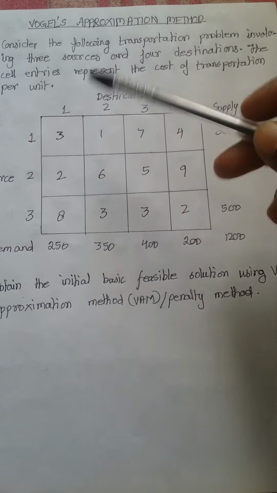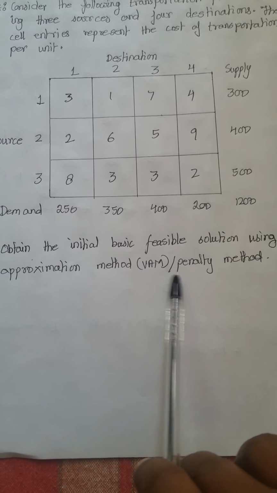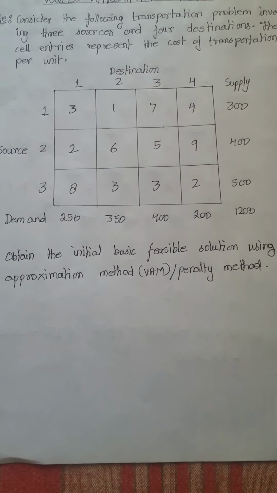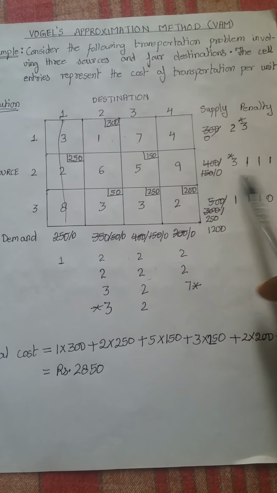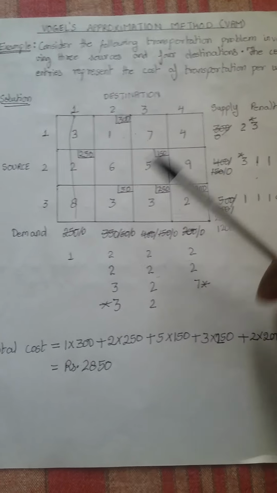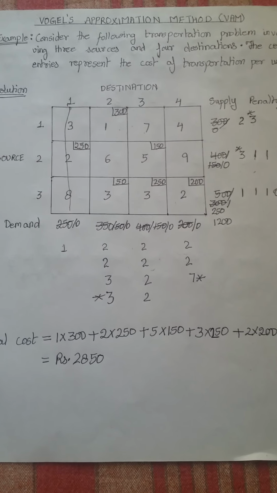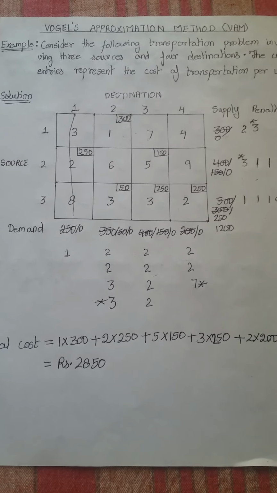Now the question is, obtain the initial basic feasible solution using Vogel's approximation method, which in short we write as VAM or penalty method. So now we will start to solve this problem. For that, I have a solved example and I will tell you how I have done this. In Vogel's approximation method, the first step is that you have to find the penalties. So how do we find penalties? We have to find the penalty in each row and each column.